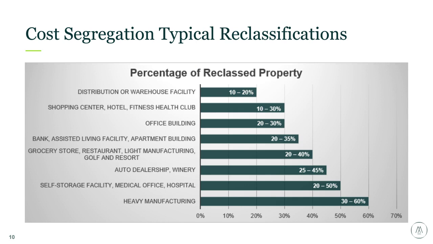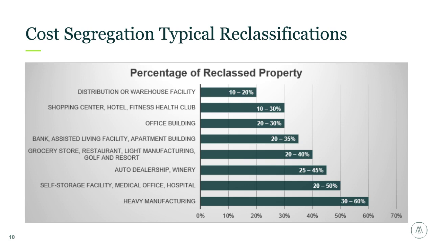So the purpose of this chart is to show the typical reclassification percentages by various industry types. For instance, for a $1 million assisted living facility, there could be anywhere from 20% to 35% of the property allocated to shorter depreciable lives, meaning $200,000 to $350,000 of accelerated depreciation. So take a look at the chart to find the industries that your company is a part of.